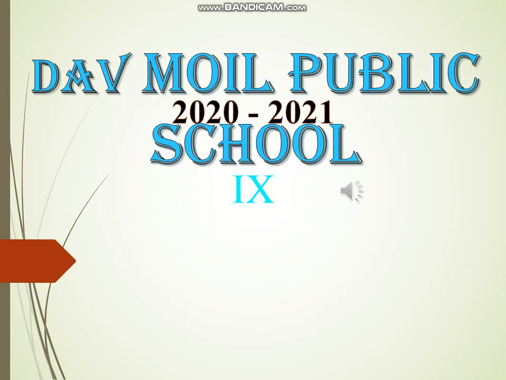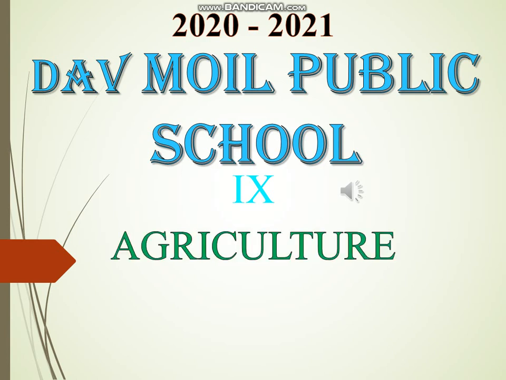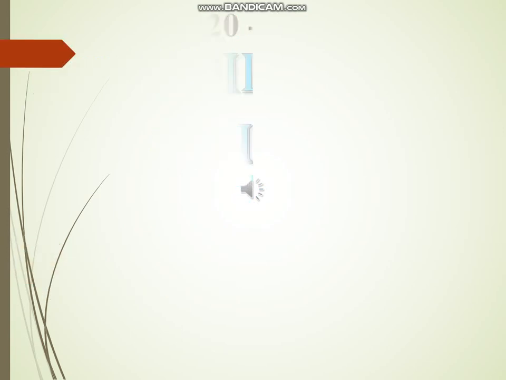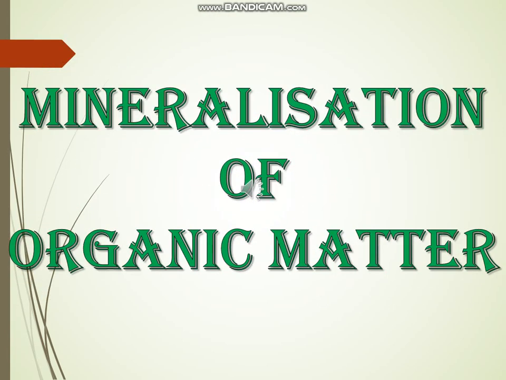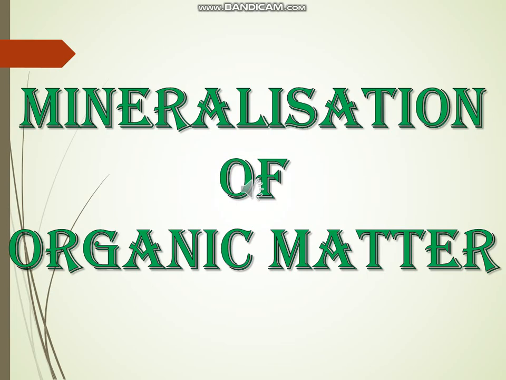Let's begin with an online session of agriculture. Our today's topic is mineralization of organic matters. This needs to be considered in terms of carbon, nitrogen, phosphorus and sulfur.